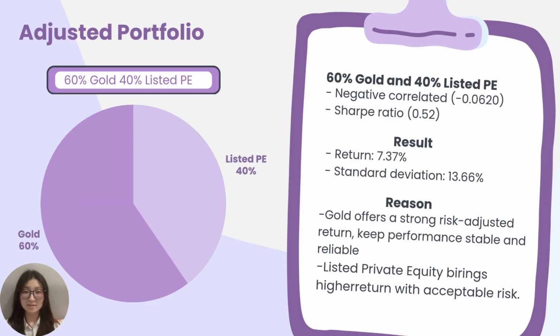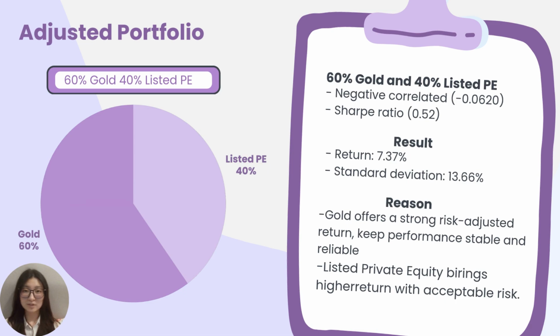And this portfolio has a Sharpe ratio of 0.52, indicating that I'm achieving a reasonable return for the level of risk I'm taking. This portfolio delivers a solid return of 7.37% with a standard deviation of 13.66%, reflecting strong growth with controlled volatility.